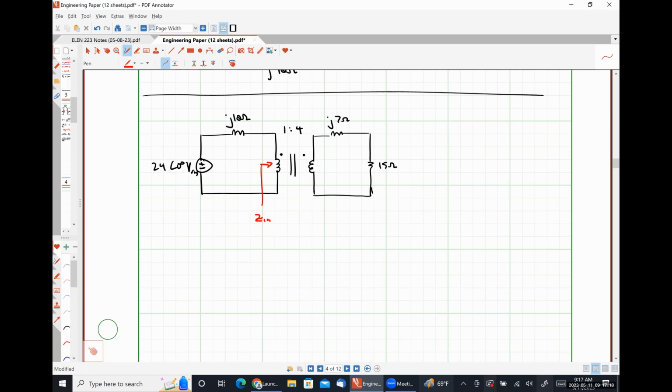Well, this is easier than what we did a moment ago. This is literally just going to be the impedance of the secondary loop. So that's 15 plus J7 ohms divided by 4 squared. So 15/16 plus J7/16.